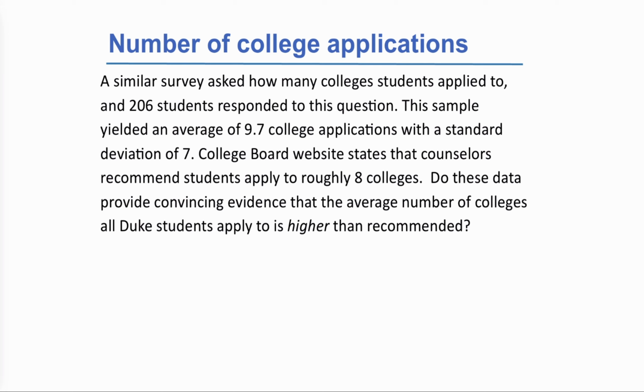Another survey asked how many colleges students applied to. 206 students responded. Got an average of 9.7 college applications with a standard deviation of 7. College Board website states that counselors recommend students apply to roughly 8 colleges. Do these data provide convincing evidence that the average number of colleges all Duke students apply to is higher than recommended?